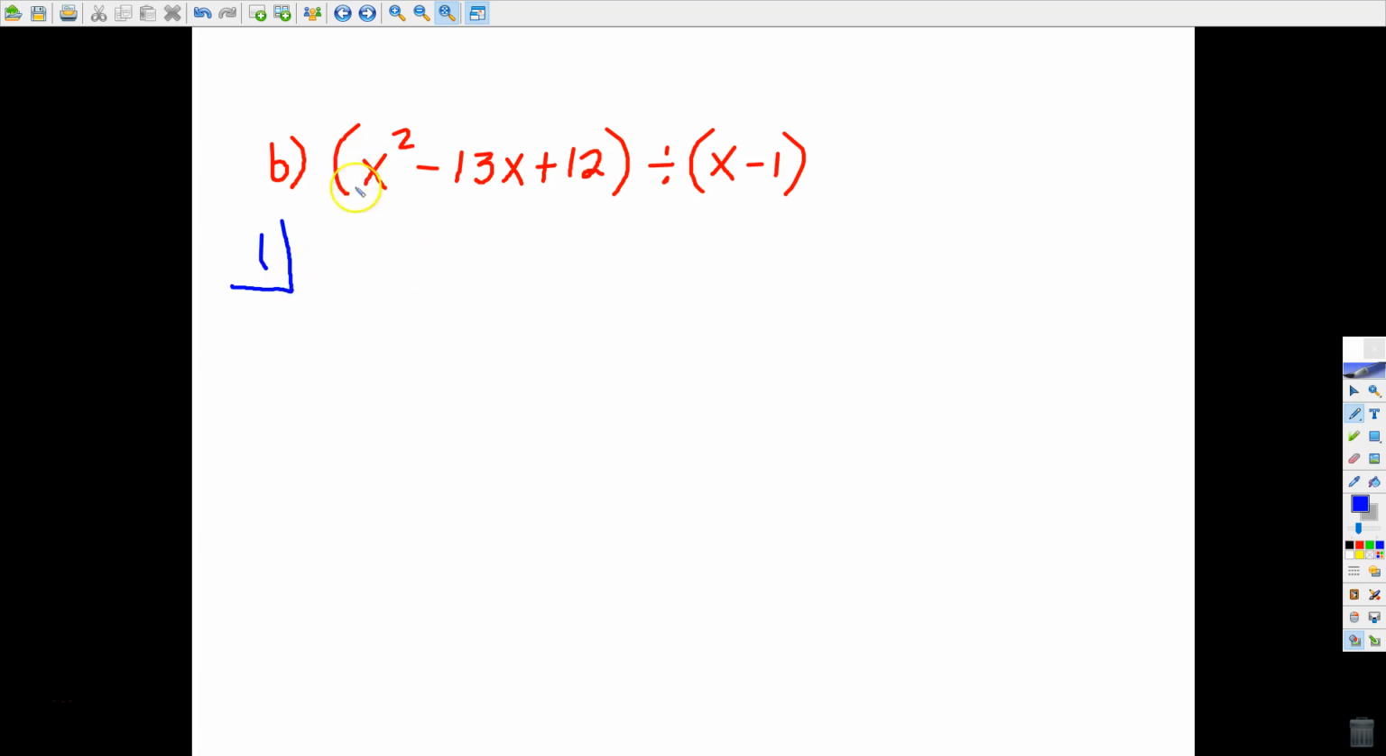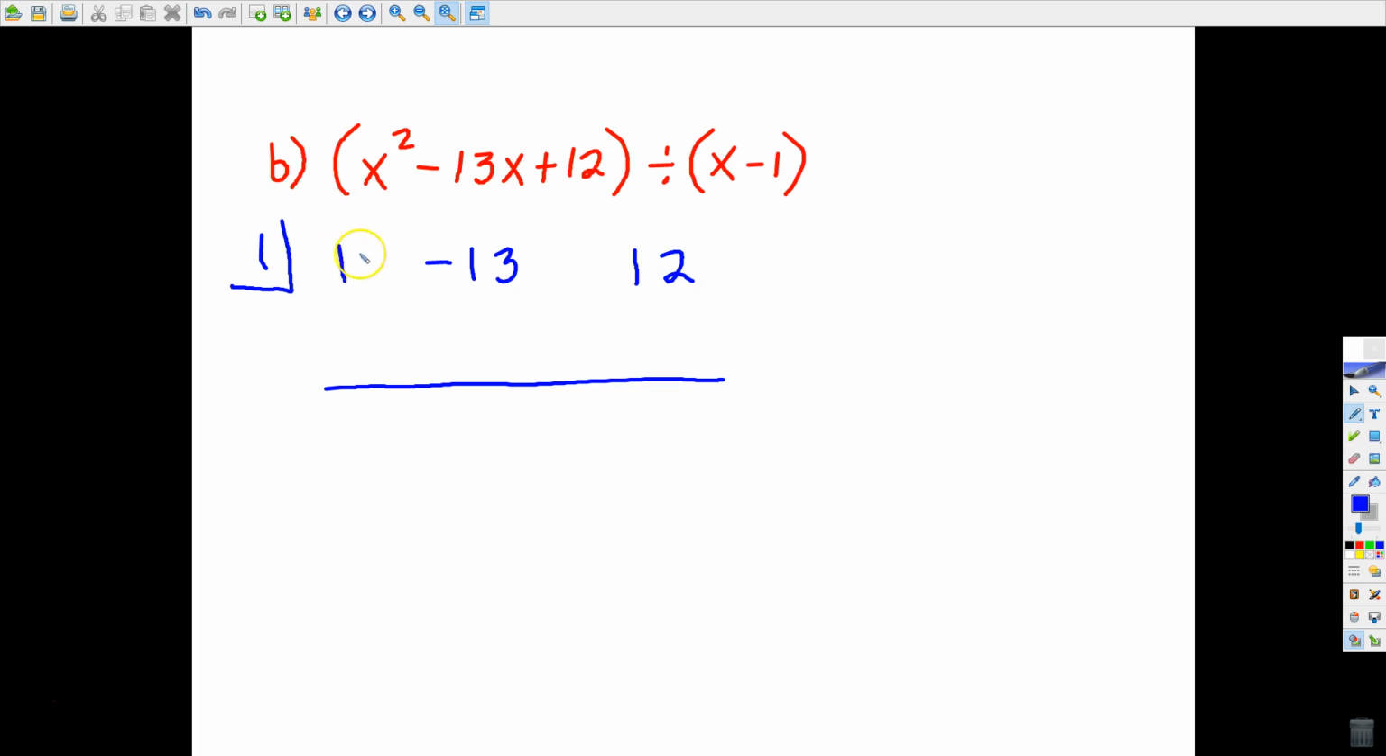Okay, to the right of 1, I'm going to write the coefficient for x squared. I'm going to write the coefficient for x, and then I'm going to write the constant. I'm going to leave a space, draw a line, and now the process begins.